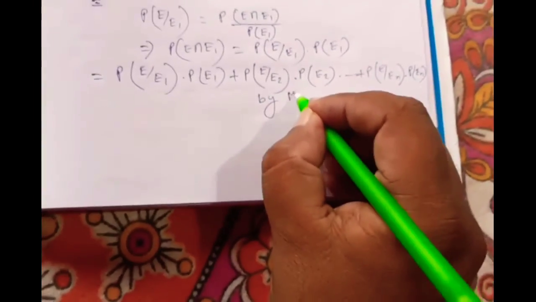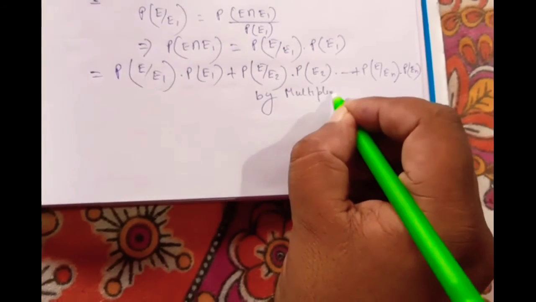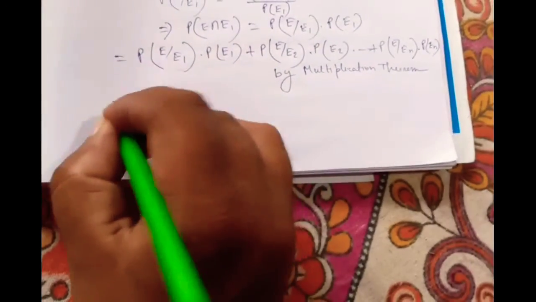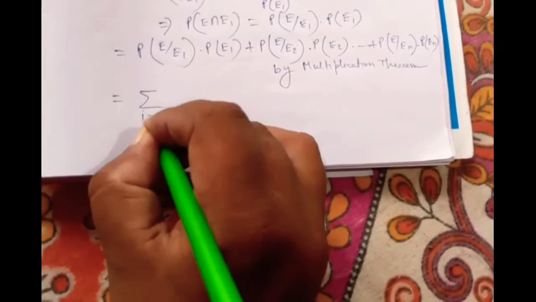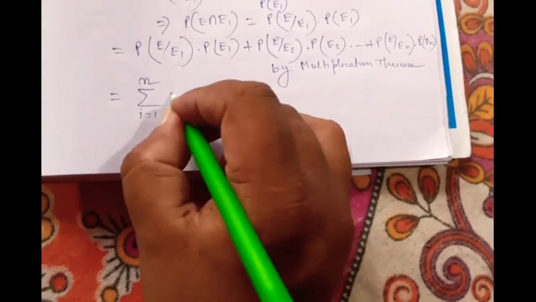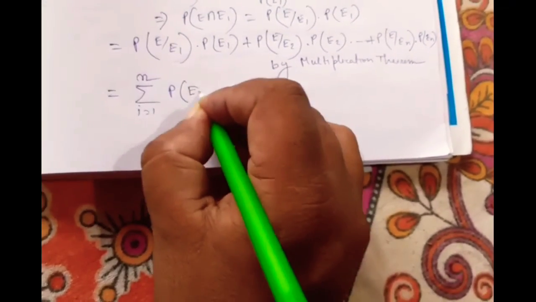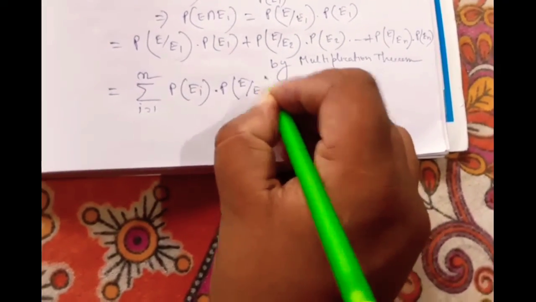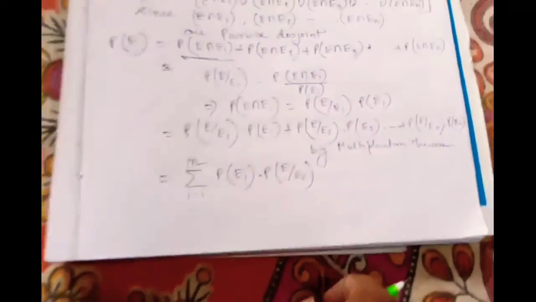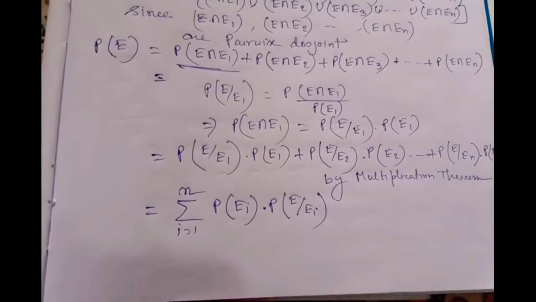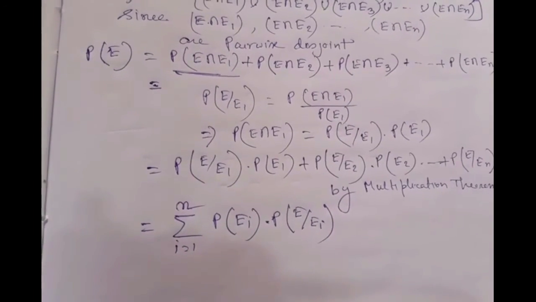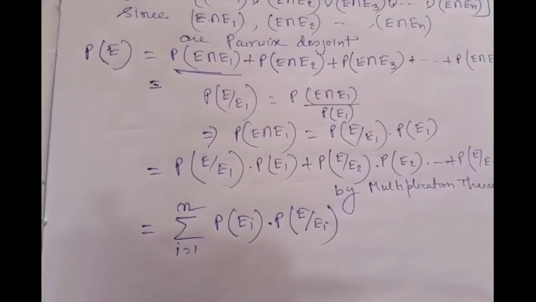By multiplication theorem. Okay, so now taking summation i equal to 1 to n, this can be written as P of Ei into P of E by Ei. Okay, so this is the proof of the theorem of total probability. Hope you are able to understand it. So next, move to Bayes' theorem.